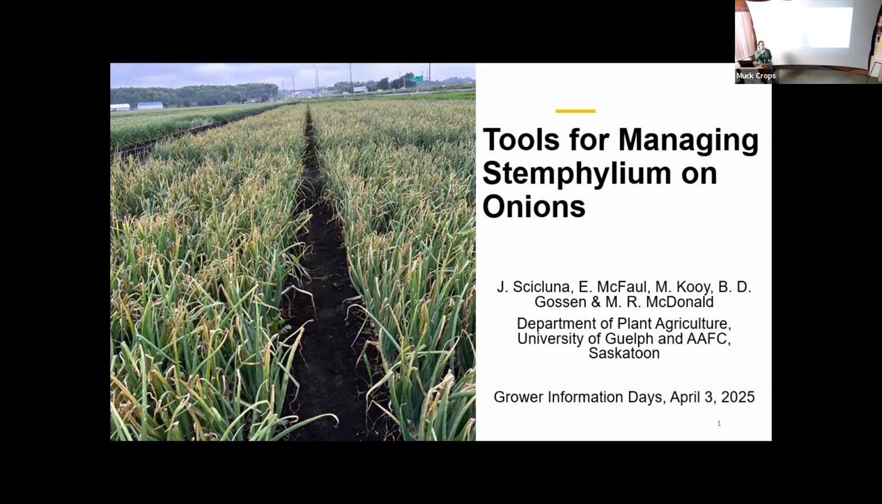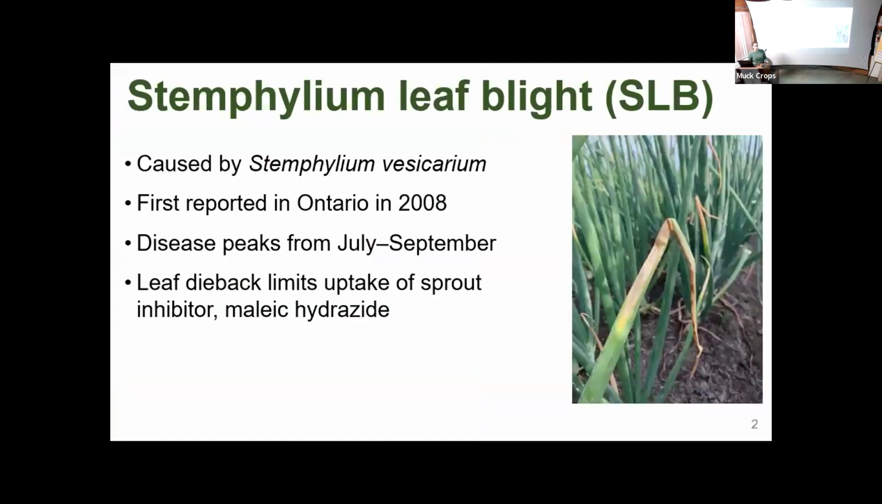Hi, everyone. Today, I'm going to talk about our research trials that we've done to try to better manage Stemphylium on onions. So I'm sure all of you have seen Stemphylium in your fields before and are pretty familiar with this. So I'll make this quick. Essentially, Stemphylium leaf blight is caused by the fungal pathogen Stemphylium vesicarium. We first started seeing this in Ontario in the Holland Marsh in 2008. But since then, this has become the most common foliar disease that we see on onions year after year.